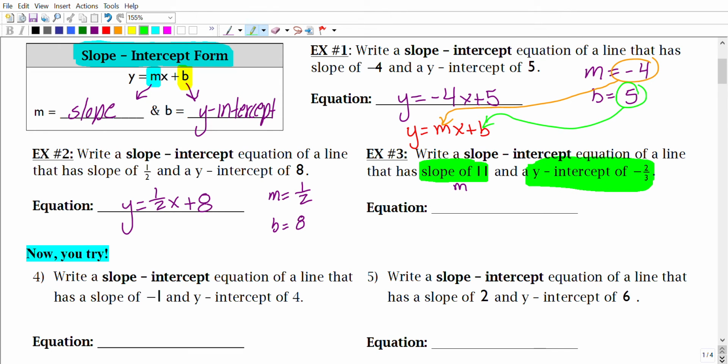A lot of you guys might have thought, oh, the m is the negative 2/3. Well, not necessarily. Just because you saw a fraction doesn't mean it is the slope. To make that clear, our m is 11 and our b is negative 2/3. If I substitute that into my equation, y equals mx plus b, I get y equals 11x plus b, which is a negative 2/3.